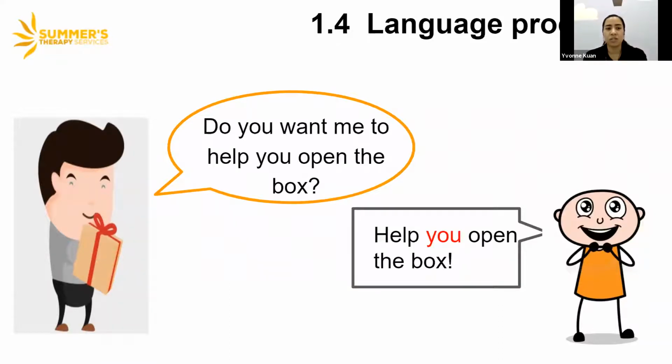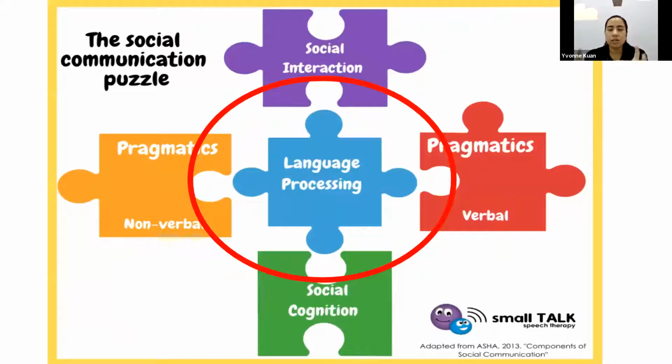Could it be that you wanted to join me and help me open the box together? Or did you really not know how to use the language properly, and actually you wanted to say, can you help me open the box? So the adult now opens the box. So think about the importance of language processing skill. It is actually the key of all your other social communication components.